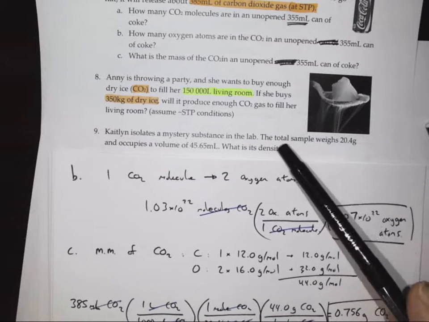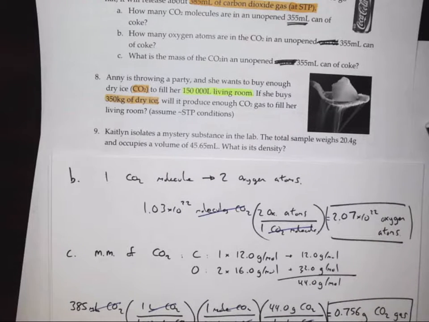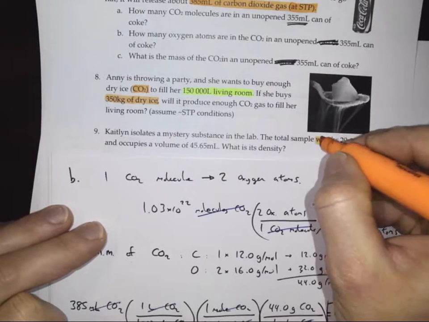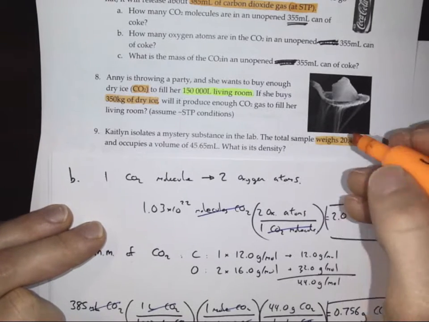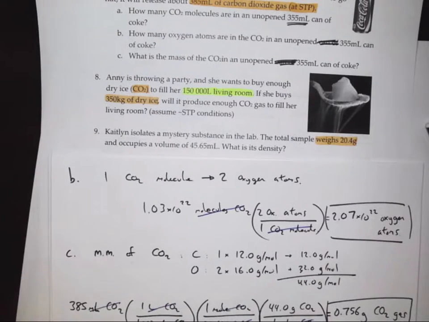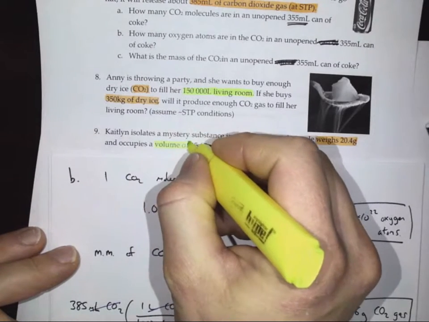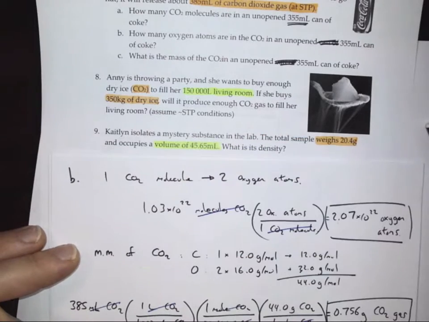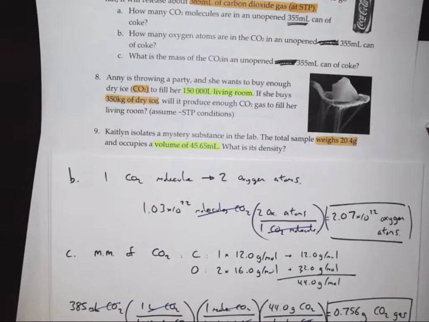So the total sample weighed 20.4 grams. So we have a weight of our sample of 20.4 grams, and it occupies a volume of 45.65 mL. And the question is, what's its density?